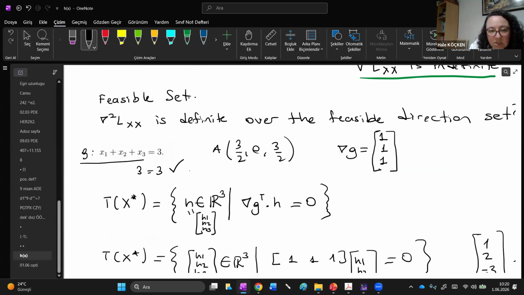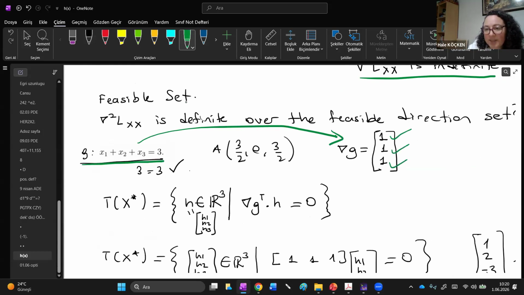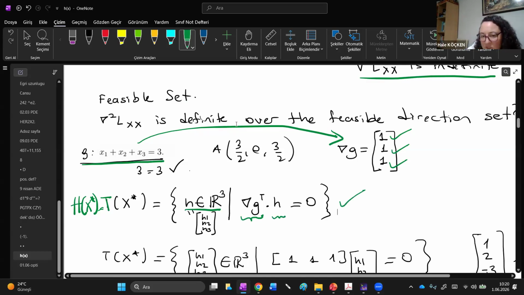So I just considered the constraint function g here. What is the gradient of g? The gradient of g is the derivative with respect to x1, x2, and x3, so it is (1, 1, 1). So the feasible direction set T(x*), or maybe we write H(x*), I don't know, the same, includes h in R^3, which means the vectors h1, h2, and h3 such that the gradient of the constraint transposed times the h vector will be 0. This is the feasible direction set for this question.